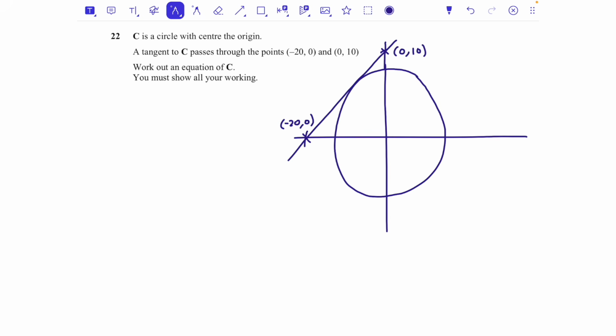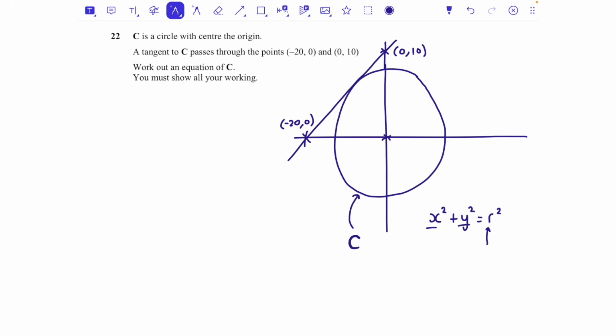There we go. Work out the equation of C. So they want the equation of the circle. C is the circle, okay? What is the equation of a circle? Well, we know the equation of a circle is x squared add y squared equals the radius squared. And we would leave the x and we'd leave the y. It's centred at the origin, so we know that's going to happen. We just need the radius.